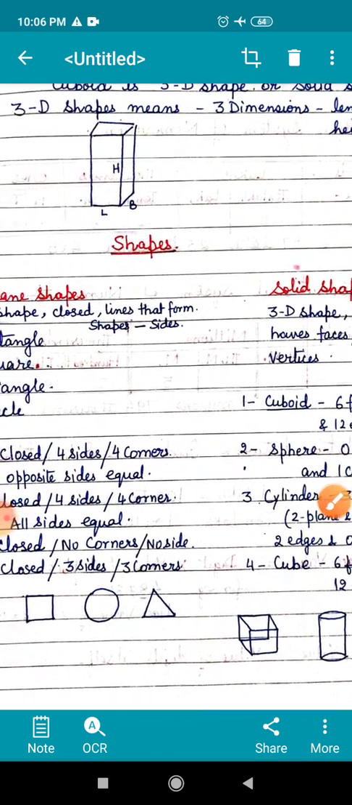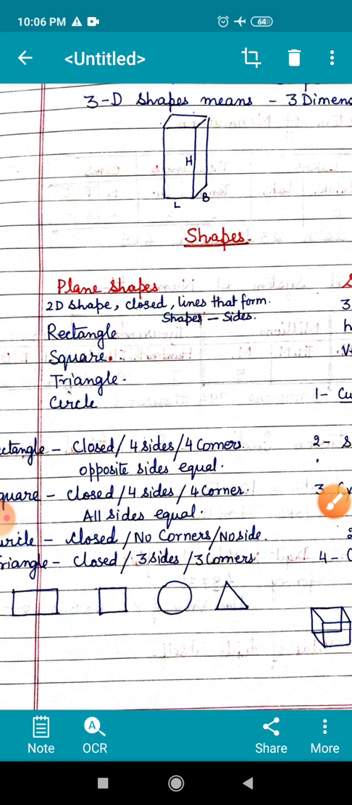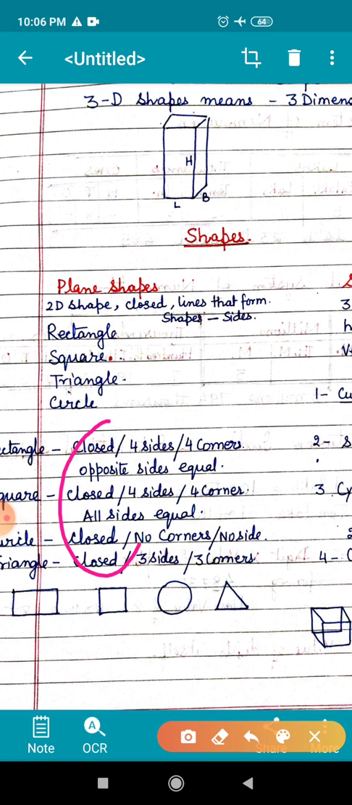Now let us know about plane shapes. Children, you all know plane shapes are 2D shapes. It is closed figure and the plane shapes are rectangle, square, triangle and circle. Children, these all figures are closed figure. Rectangle has 4 sides and 4 corners and opposite sides of the rectangle are equal.